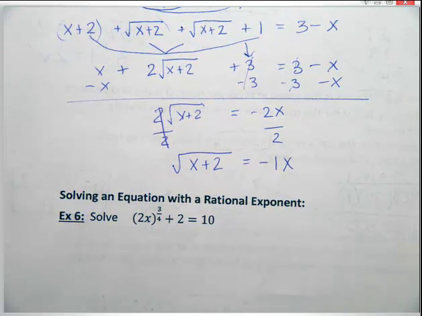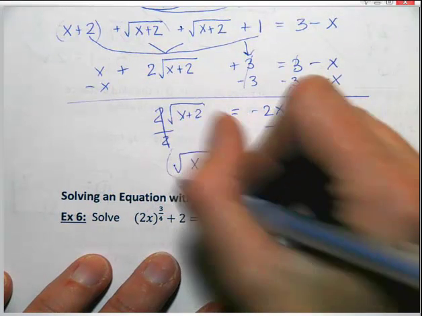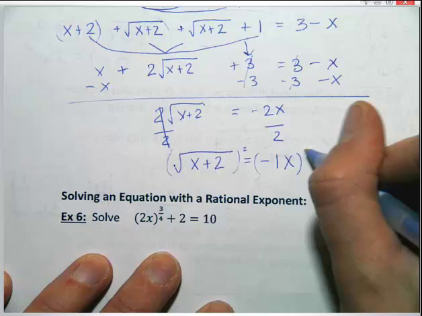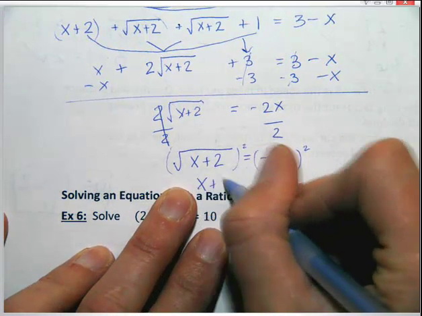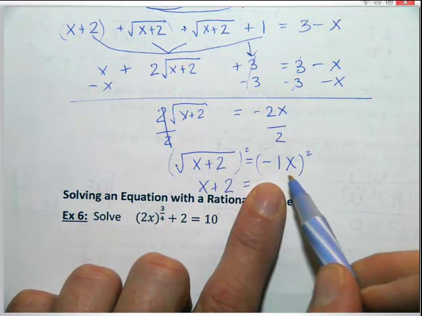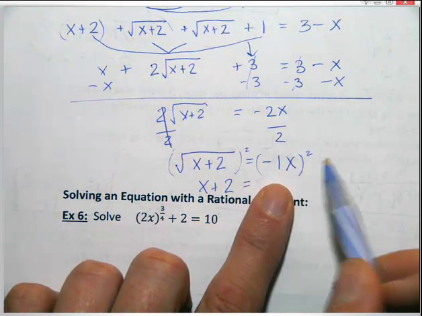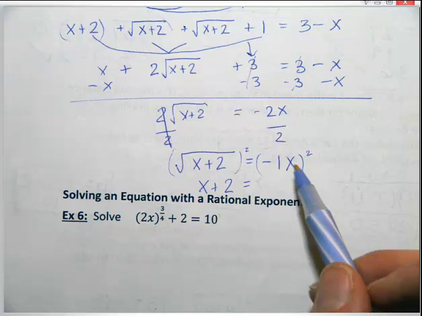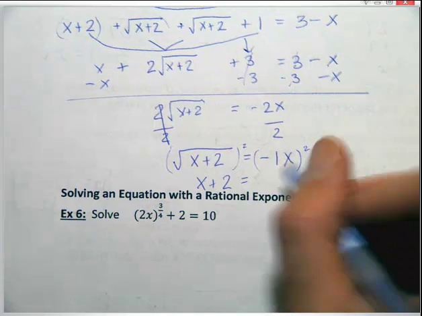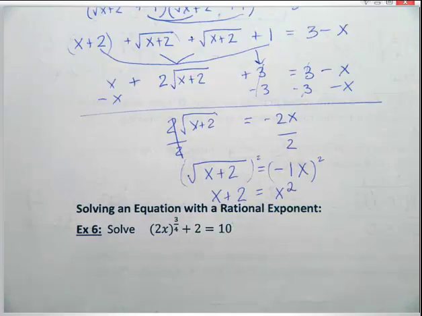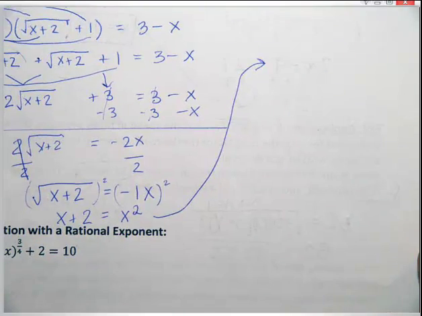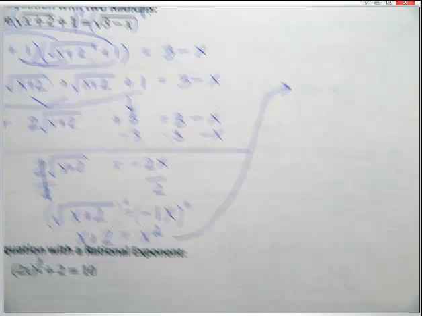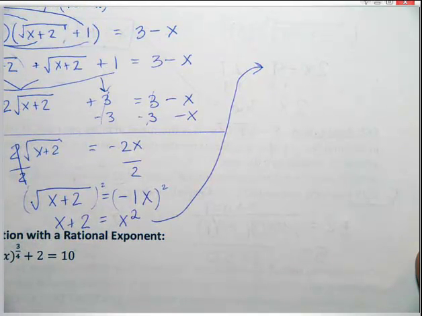And now that I have my radical alone, I can square both sides again. So I'm going to square. That frees up the square root on the left to be x plus 2. And on the right, if I take negative 1x multiplied by itself, negative 1x times negative 1x, that's positive x squared. So now, hopefully you have some room off to the side. This is not an easy problem. Well, maybe easy step by step, but it's a long problem.